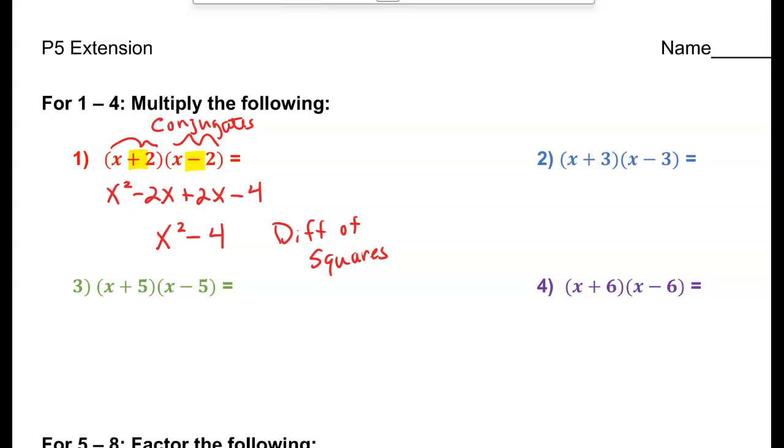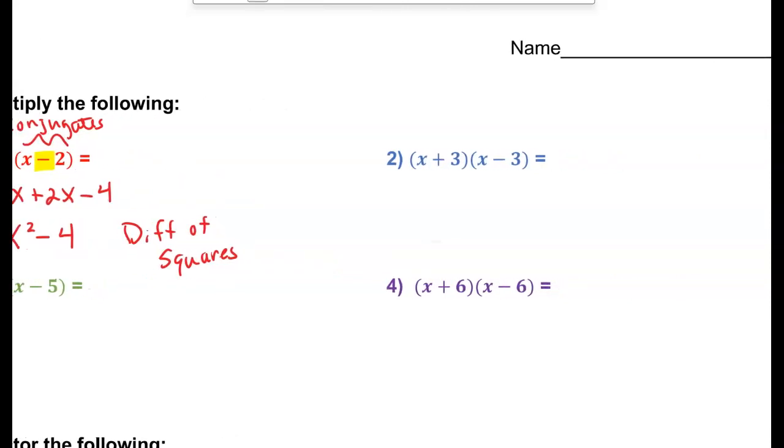Now, when we did the same thing over here with our quantity x plus 3 times x minus 3, you got x squared minus 3x plus 3x minus 9, and you got what? X squared minus 9. Is x squared a perfect square? Is 9 a perfect square? Is it a subtraction problem? That's why we use the word difference. If it was an addition problem, we'd say what? Sum. So this would be a difference of squares.